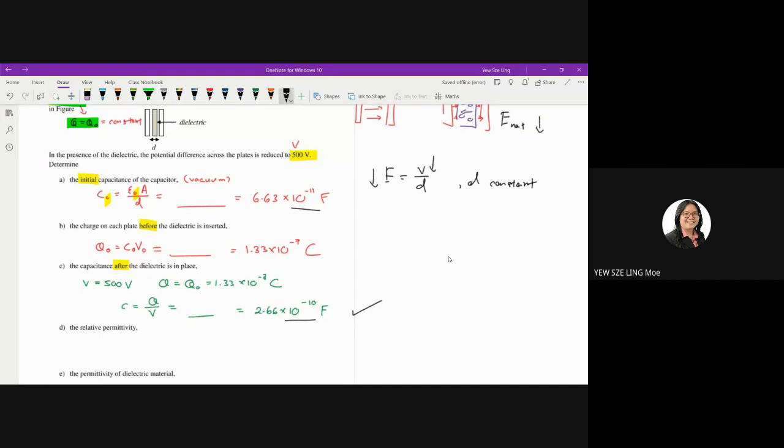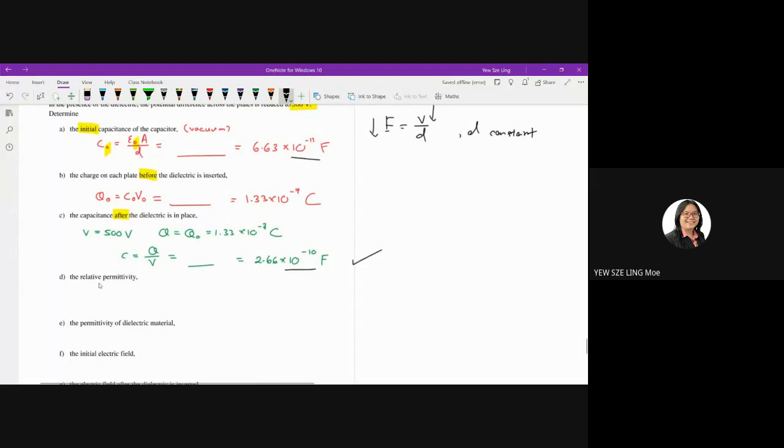So next, the question asks us to calculate the relative permittivity. Now you have a case with a dielectric inserted when the battery is disconnected. Let's see how we are going to calculate it. Relative permittivity is epsilon R. Kita ada epsilon naught, epsilon. These two are the permittivity, one in vacuum, one with a dielectric material. And then kita ada lagi epsilon R, which is just a ratio.